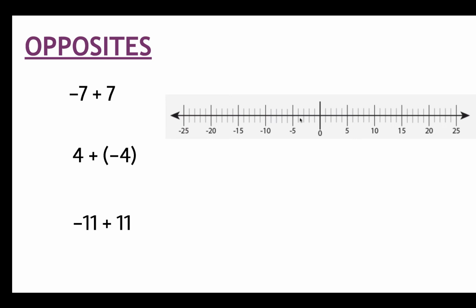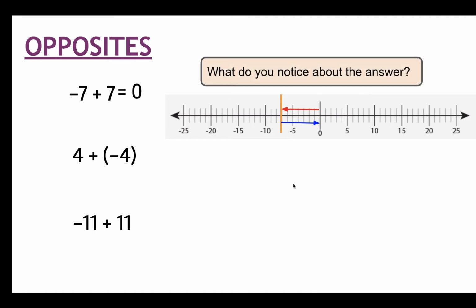So from 0, we're going to find negative 7 on the number line. There it is. Now from there, we're going to add 7. Are we going to add 7 going to the left, which would be looking at the negatives, or are we going to add 7 and be facing the positives? We're going to add 7 steps in the positive direction, so to the right, which brings us back to 0. What do you notice about that answer? Yeah, it's 0. Negative 7 and 7 are opposites. When we add them together, the sum is 0.